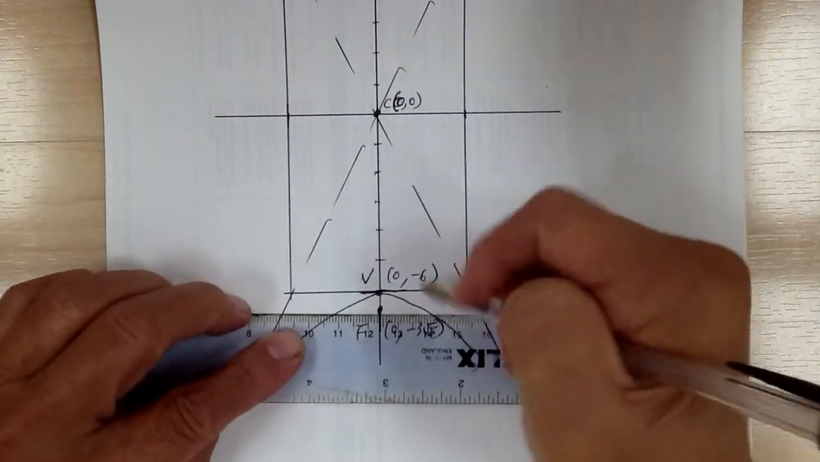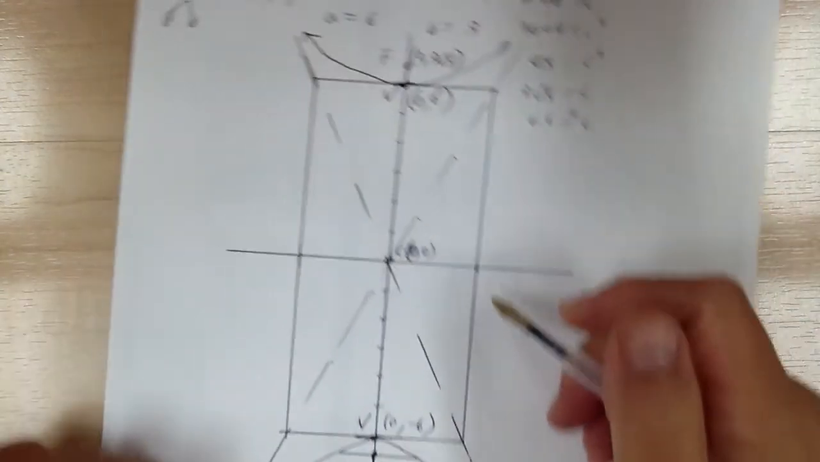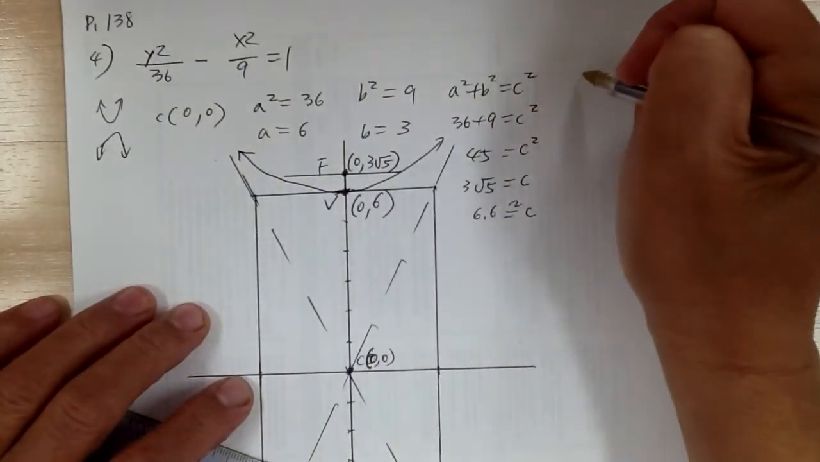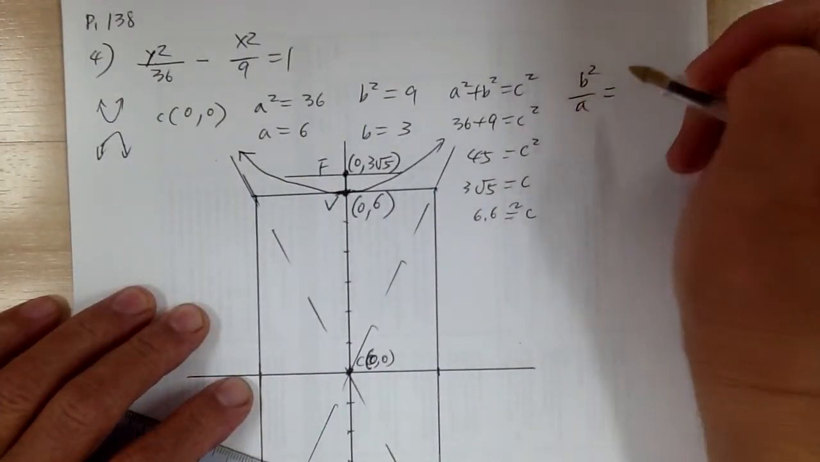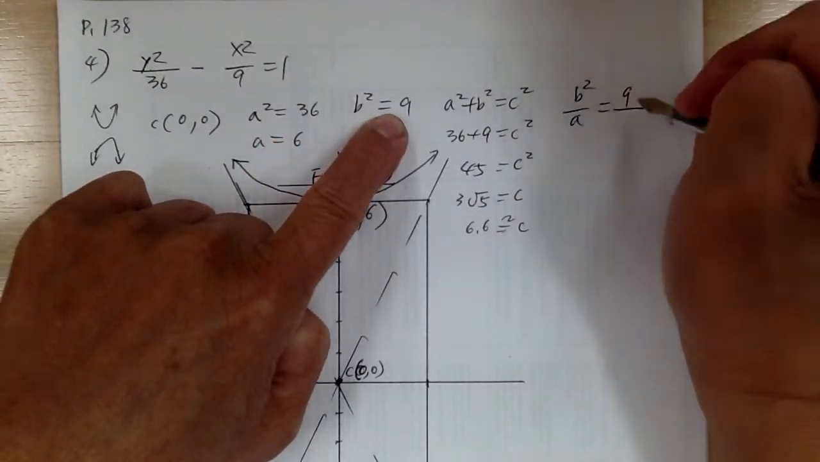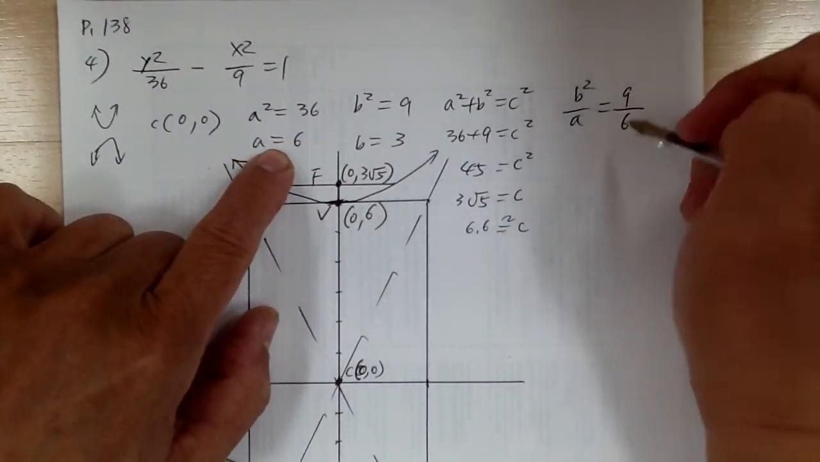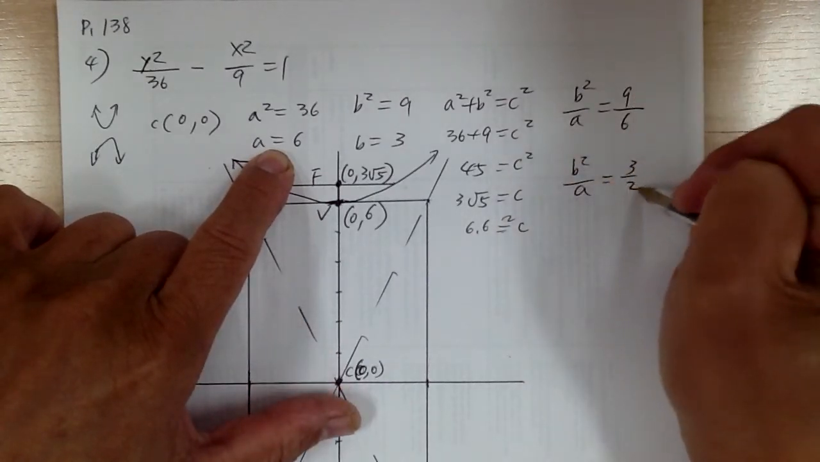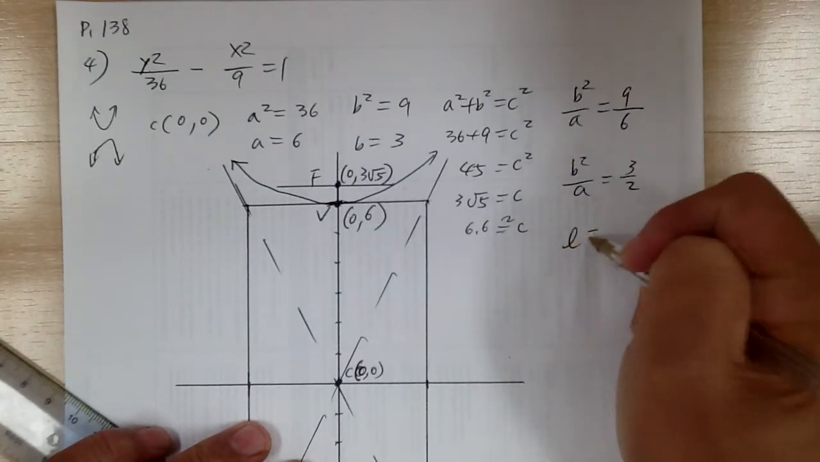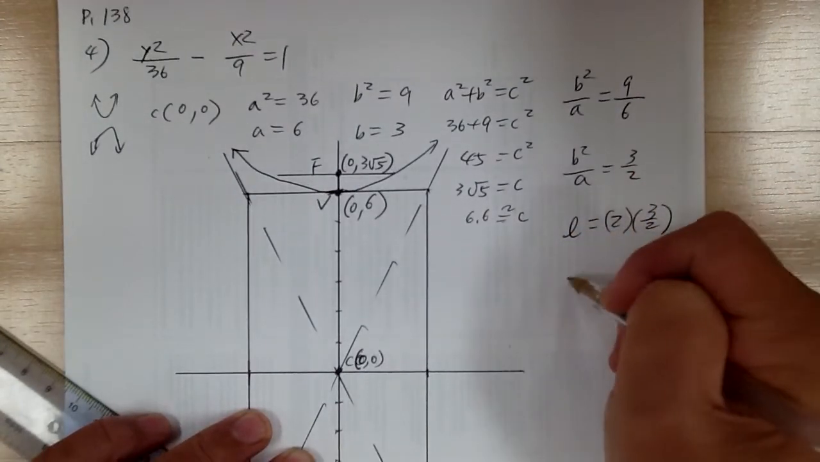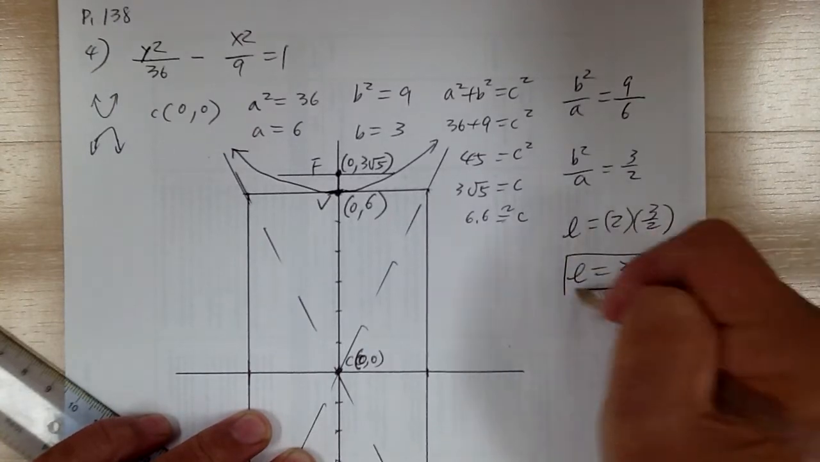Okay. And you need to find the length of the latus rectum. So b squared over a. B squared is 9, over a is 6. So b squared over a is equal to 3 over 2. So the length would be twice that. So the length will equal 3.